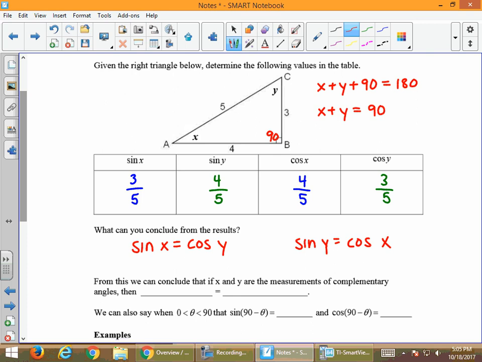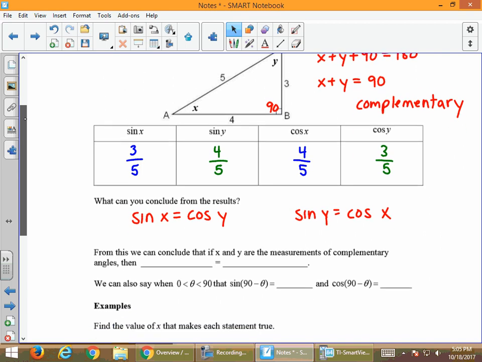They are what we call complementary angles. These are called complementary angles. They add up to 90 degrees. So when I look back at my conclusion, as long as x and y are complementary, then the sine of one will equal the cosine of the other one.